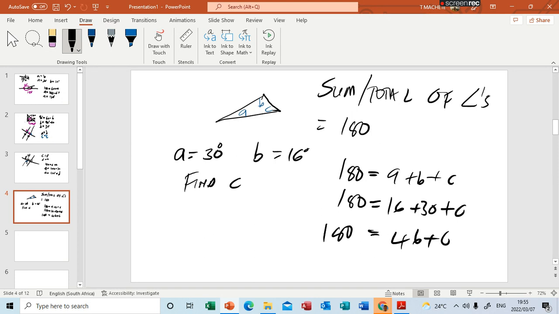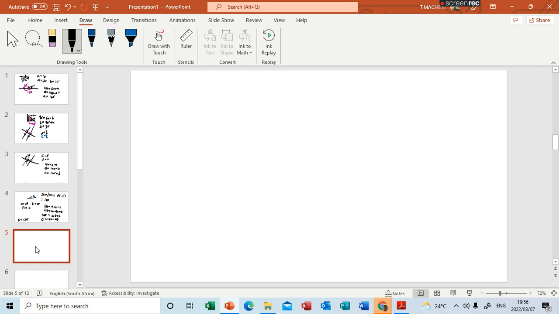Then you say 180, then you can make C the subject of the formula. When you make C the subject of the formula, you're going to say 180 minus 46. Then your C will be equal to 134 degrees. Understood? Is it clear to everyone? Yes. Okay, that's your rule number, I don't know, number 6.